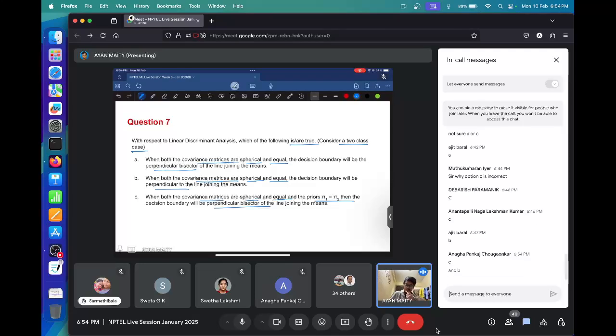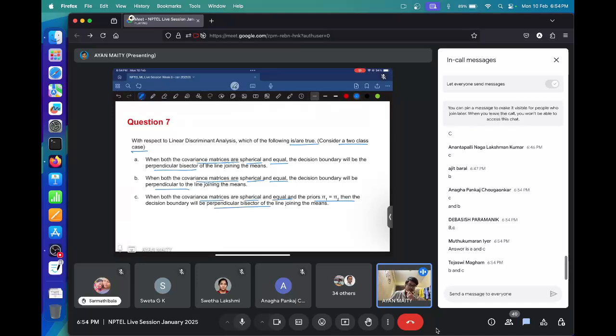Anagha says option C, okay, and B. Devashish says option B, C. Muthukumaran says option A and C. Tejasvi says B and C. So most of you have written the correct answer. The correct answers are B and C.